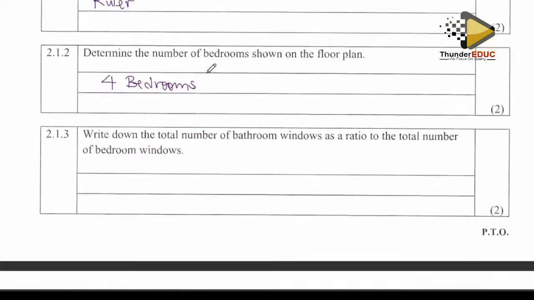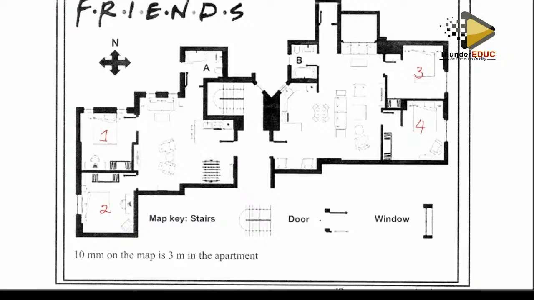Okay, write down the total number of bathroom windows as a ratio to the total number of bedroom windows. Bathroom windows to bedroom what? Windows. So we have to go to the map and see. Bedroom we have 1, 2, 3, 4, 5. So those are bedroom windows.